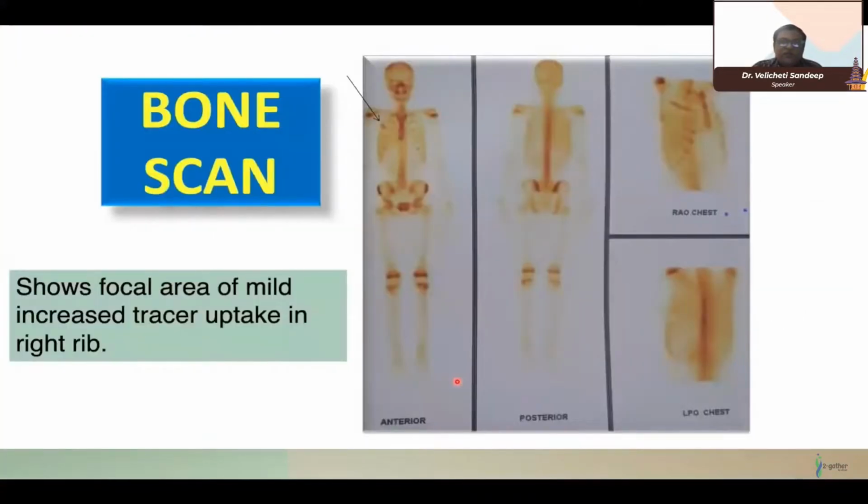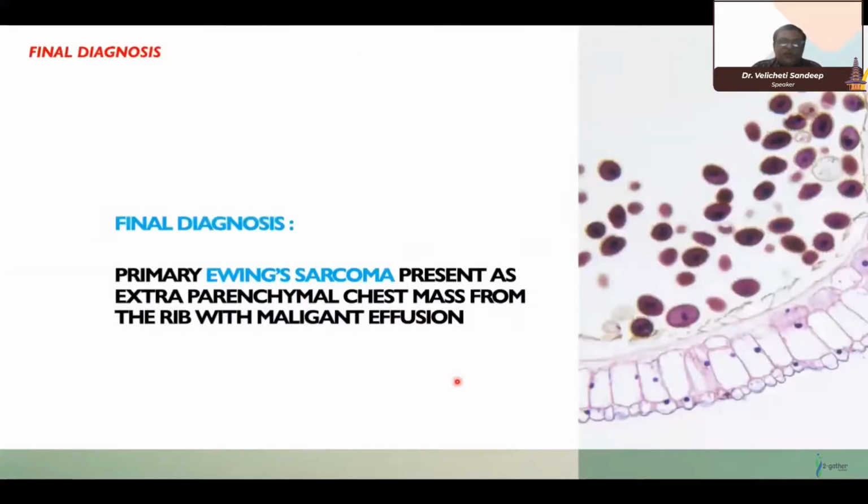Later, the patient was evaluated to see any other spread to other parts of the body. The bone scan did not reveal any other focus, and the biopsy done later also revealed the final diagnosis, with immunohistochemistry and all other tests, as Ewing sarcoma.